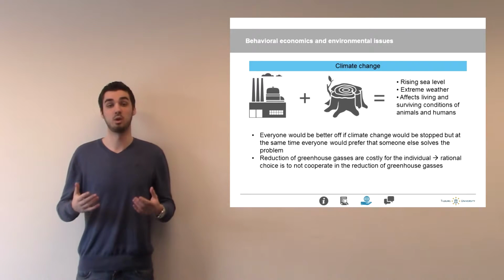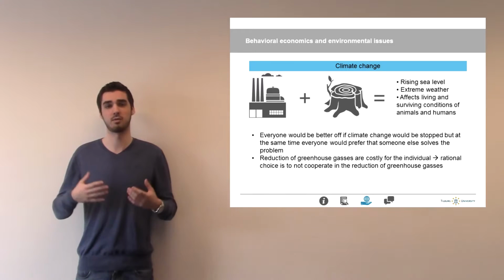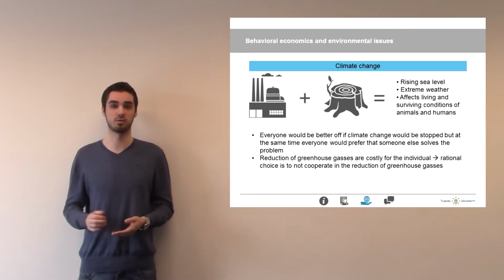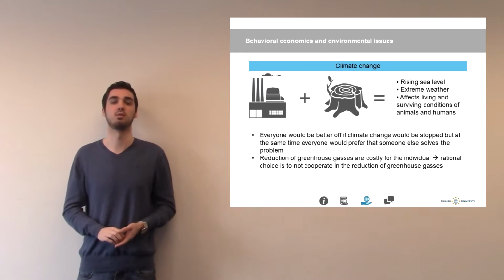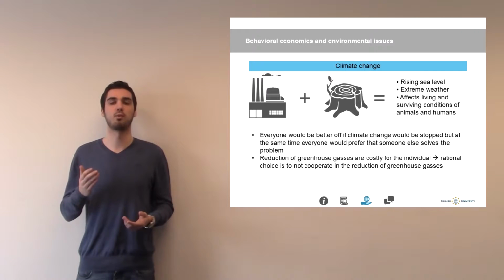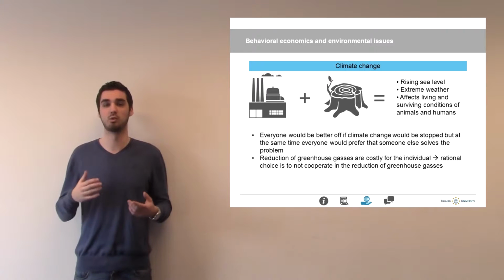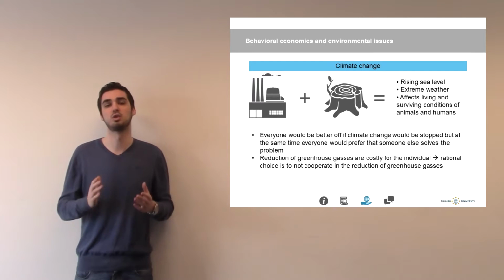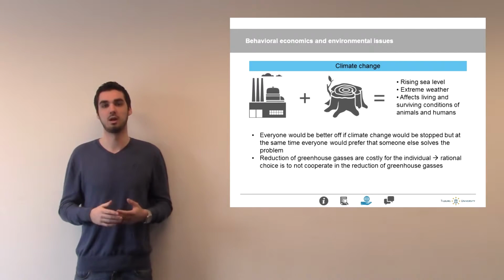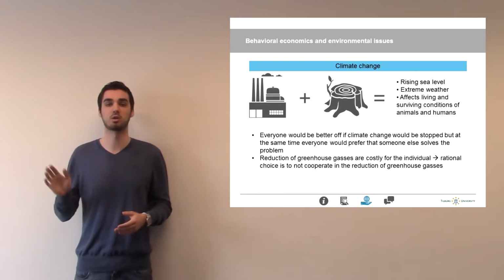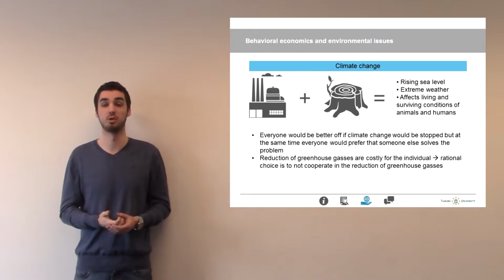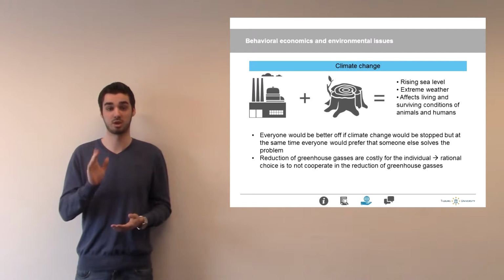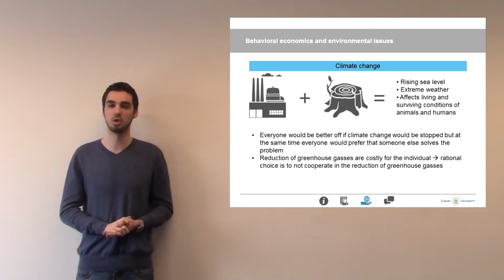However, if you have to solve the problem yourself, then you have to produce less, and this can actually increase the cost for you, because you cannot get as much profit as you would like. So therefore, people are actually reluctant to reduce the greenhouse gases because it's costly for the individual. So the rational choice theory actually suggests that no one does anything and they just wait for others to solve it because it's costly to do it yourself. We can now look at the application of this climate change in the prisoner's dilemma to show that this would also be the case.